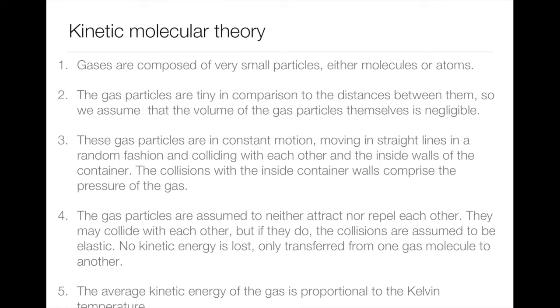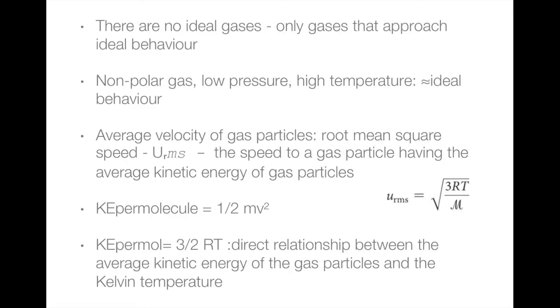Okay. Now, the average kinetic energy of the gas is proportional to the Kelvin temperature. And we will see that now. Now, a gas that obeys these 5 postulates is called an ideal gas. However, just as there are no ideal students, there are no ideal gases, only gases that approach ideal behavior. We know that real gas particles do occupy a certain finite volume, and we know that there are interactions between real gas particles. These factors cause real gases to deviate a little from the ideal behavior of the kinetic molecular theory. But a nonpolar gas at low pressure and high temperature would come pretty close to ideal behavior.